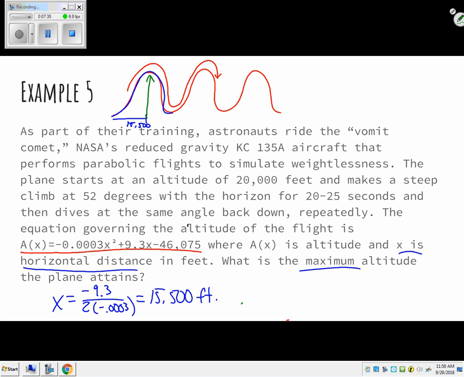I'm going to call it A. The maximum height is going to be found if I take this 15,500 and plug it in for this x, and then plug it in for this x, and evaluate it. So I guess I should say A of 15,500. Definitely a calculator problem, and whenever I work this, I get 26,000 feet in the air doing these, going really fast over this roller coaster-like path. Pretty scary.